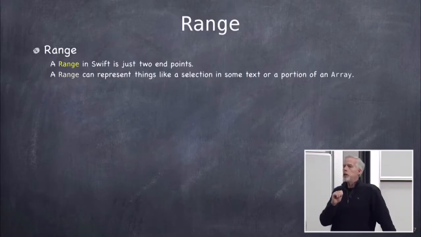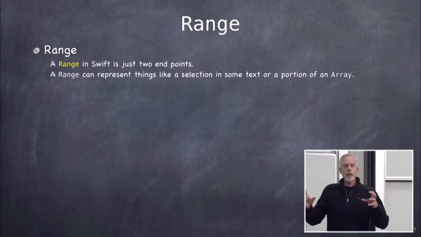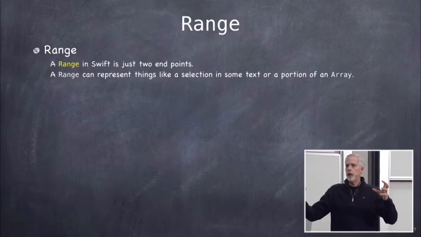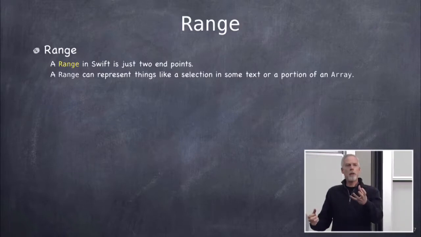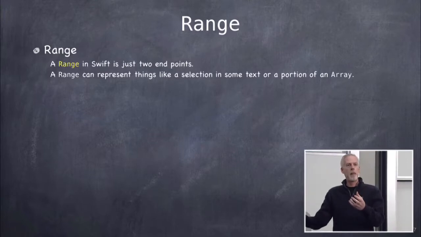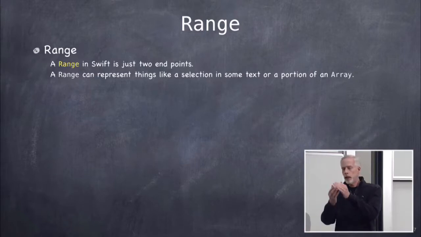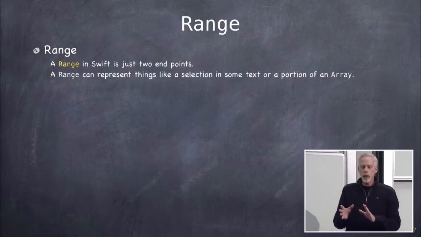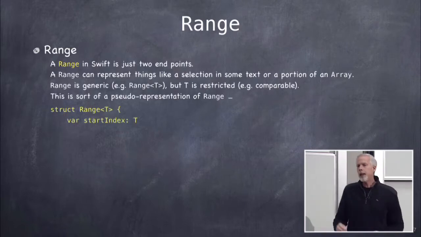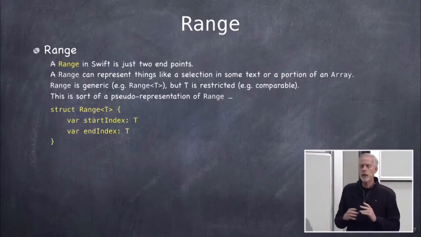Okay, range is an important little struct in Swift. All it represents is 2 endpoints. So a range is useful for example, a selection of text, where the selection starts and where the selection ends. It's also good for a subslice of an array. Okay? You got an array of 100 elements, you might want the 15th to the 40th one. You could specify that range, 15 to 40. So range is this really simple little struct. Kind of looks like this. I say kind of. It's a little more complicated than this, but it basically looks like this.